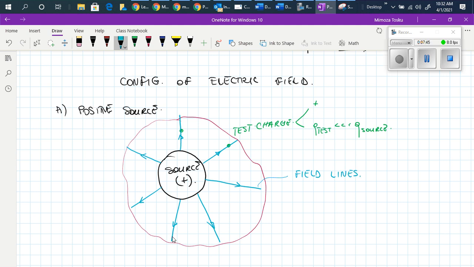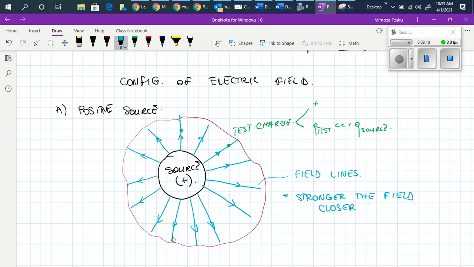And when we are drawing this, what it means is that the stronger the field, the closer the lines. So stronger the field, closer the lines.